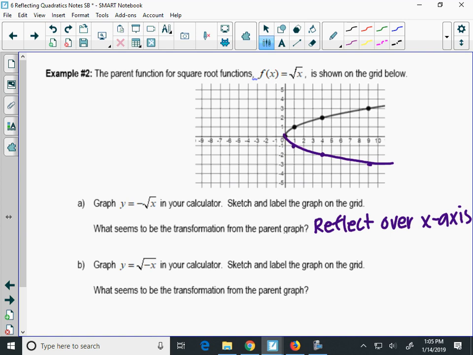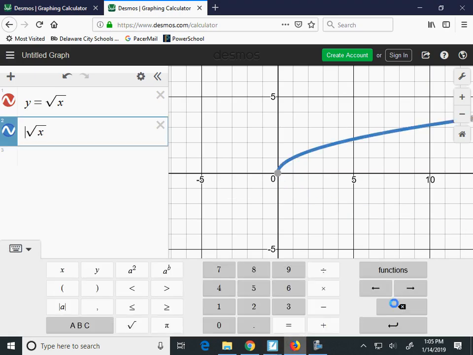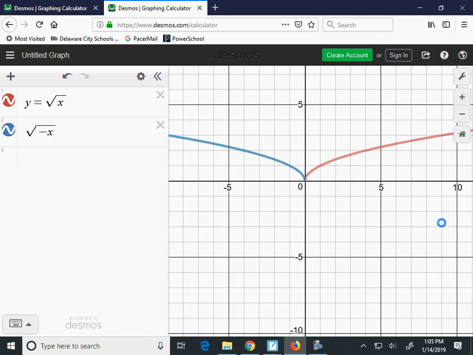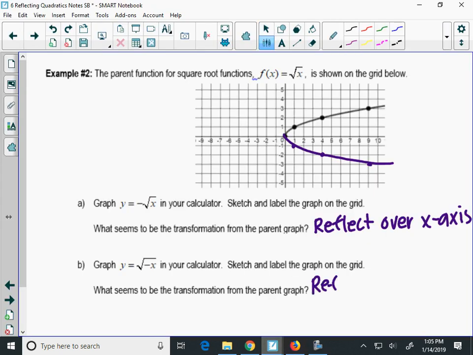Now this one's going to be a little easier to see, the next part. When I graph the square root of negative x, so this time the negative is under the radical, it's a lot easier to see which reflection. So this way, I reflect it over the y-axis, and you can visually see what's happening here. So there we will say we reflect over the y-axis, and I'll use a different color. We go the other way now.